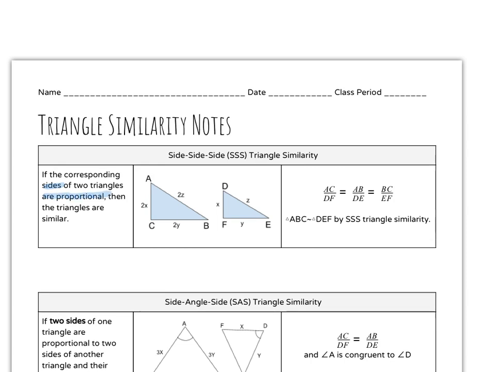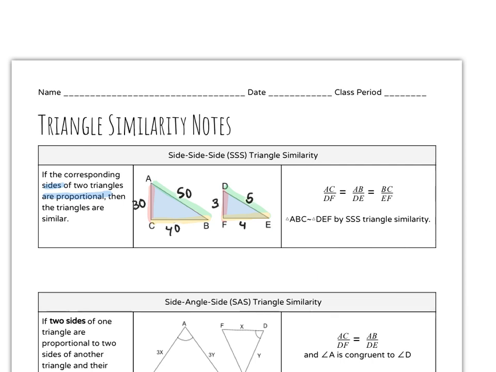So if we could say that AC over DF is equal to AB over DE, and that's equal to BC over EF, then we could say that these triangles are similar because all of their pairs of corresponding sides are proportional. Well, we have some measurements for our triangles here. Let me substitute them into these equations. And substituting the values for the side lengths into these equations, this is what I get. And that simplifies to 2 equals 2 equals 2, which is true. So these 2 triangles are similar, and I can tell because all of their corresponding sides are proportional.